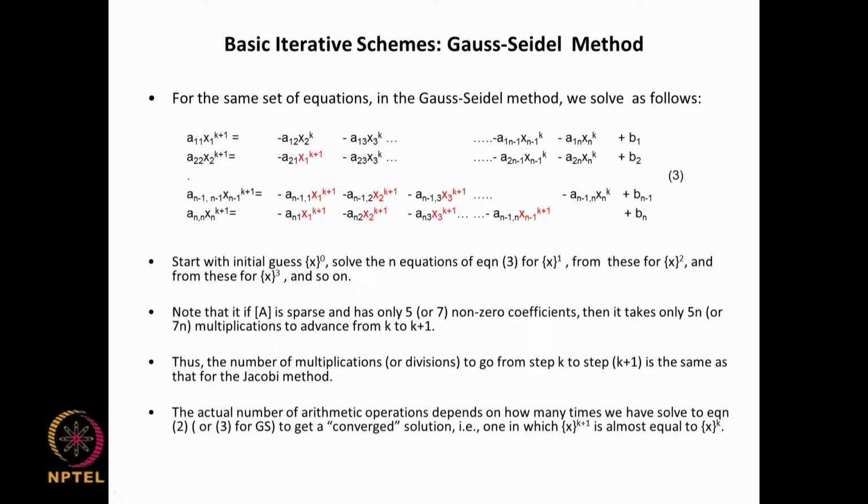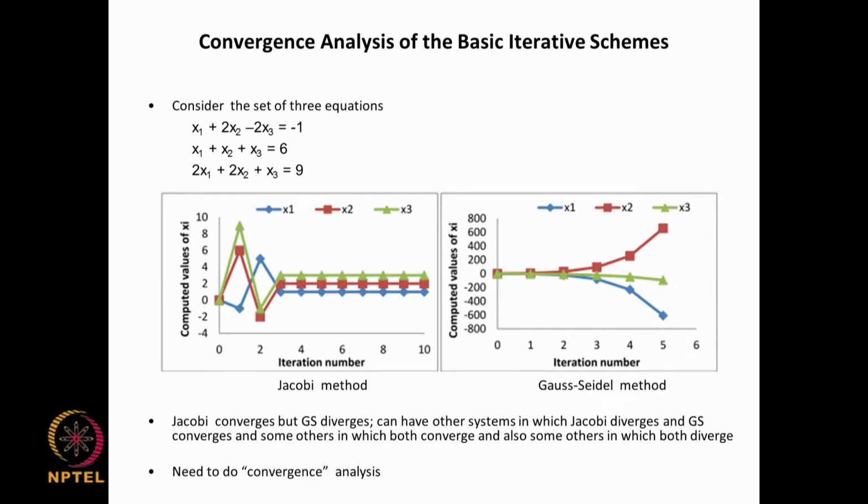But we also saw that the actual number of arithmetic operations depends on how many times we have to solve this x^(k+1) = M x^k + N in order to get a solution that is fairly close to the true solution. We also saw one of the characteristics, that these methods do not work in all cases.